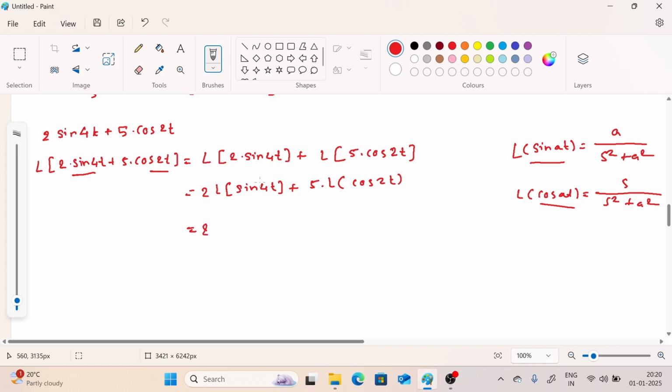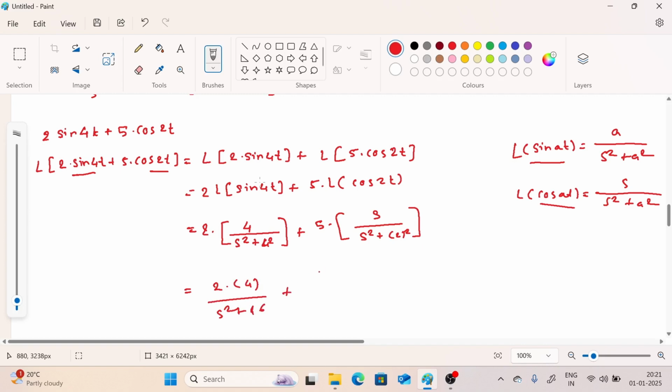So we'll just put the values. Sin 4t means a is 4, so 4 upon s square plus 4 square, plus 5 into cos 2t, s upon s square plus 2 square, right? 2 into 4 upon s square plus 16 plus 5 s upon s square plus 2 square.